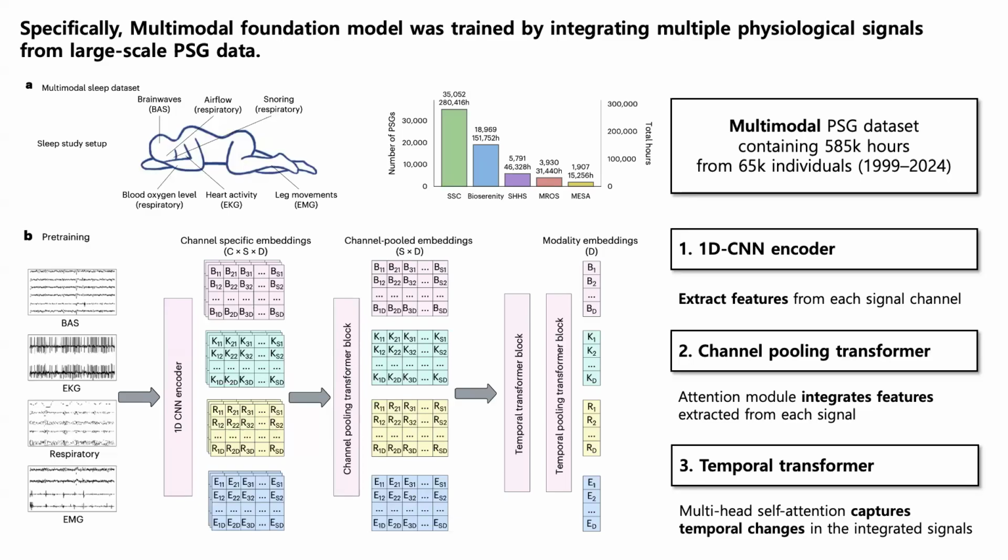So they use the 1D channel encoder, because each signal has a different size. 각각의 시그널들의 사이즈가 다 다르기 때문에 네.